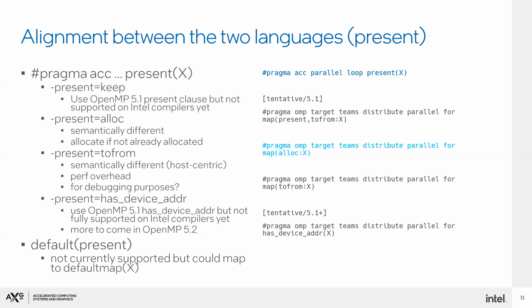There is another way of working with present, and it's specifying to from. So rather than allocating the variable, what you can do is specify that you want to update the variable on the GPU, and when the OpenMP construct has finished, then you update again on the CPU. Again, this is semantically different, and it is host centric.